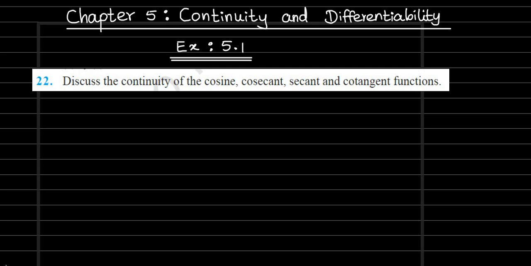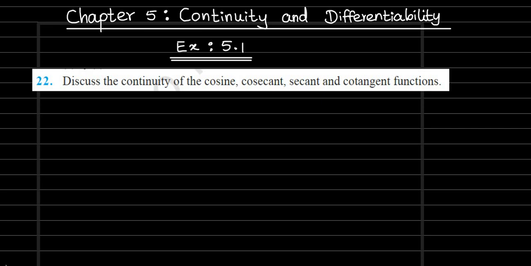Remember that all trigonometric functions, that is sine, cosine, tangent, cosecant, secant and cot, all 6 trigonometric functions are always continuous in their domain. Okay, and it's not necessary to prove that every trigonometric function is continuous. It's enough to say that sine and cosine are continuous.